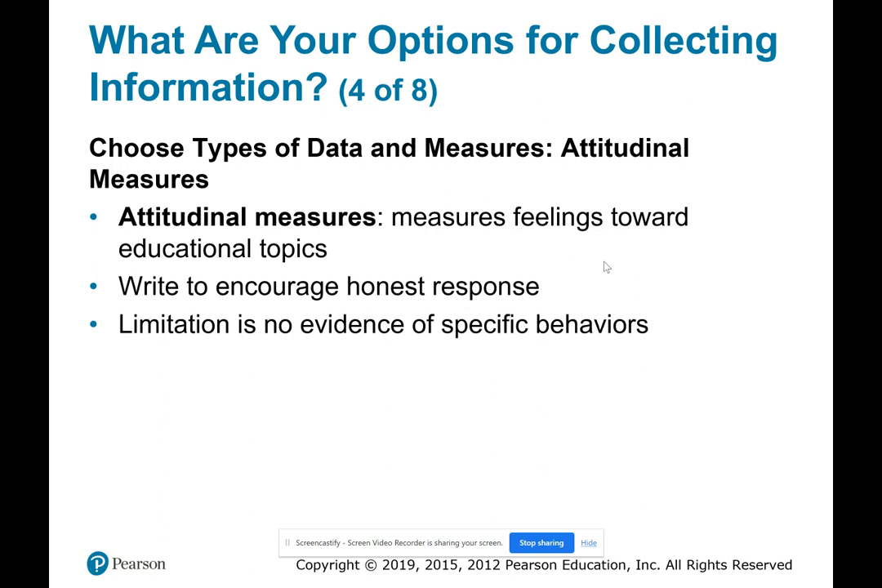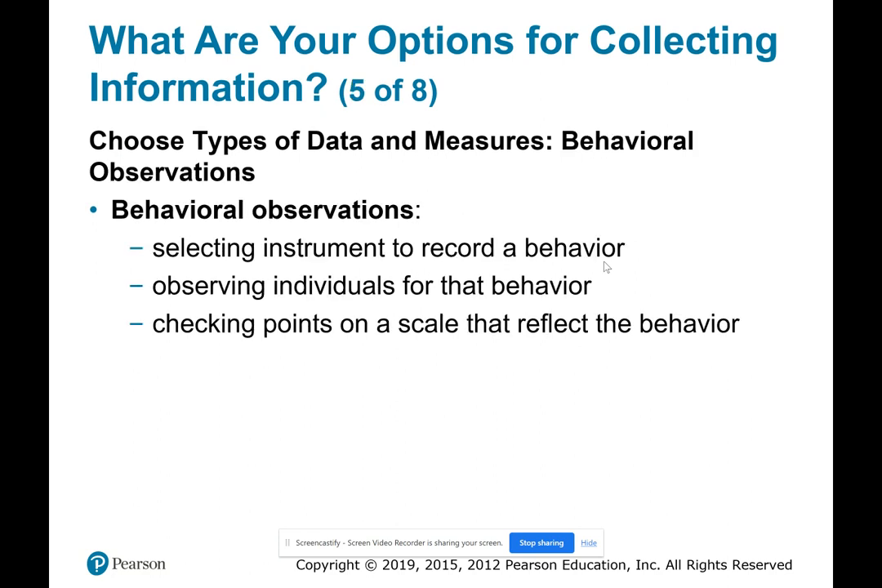And so if you have attitudinal measures, this will assess attitudes of individuals. This is a popular form of quantitative data when you're doing surveys, correlational studies, and experiments. Researchers use these when they want to measure feelings towards educational topics. They should be written to encourage an unbiased response. A drawback is they do not provide direct evidence of specific behaviors, such as if a student actually can carry a weapon to school.